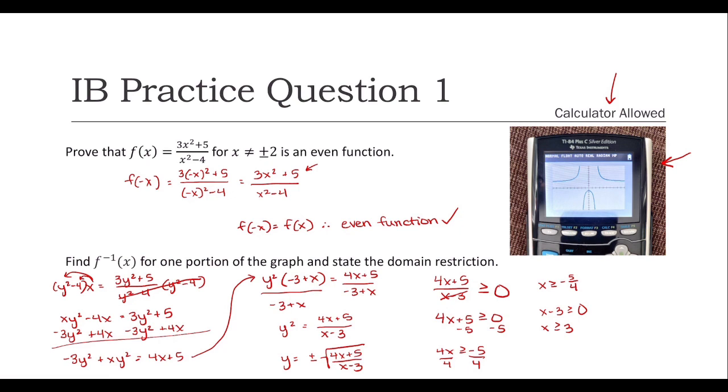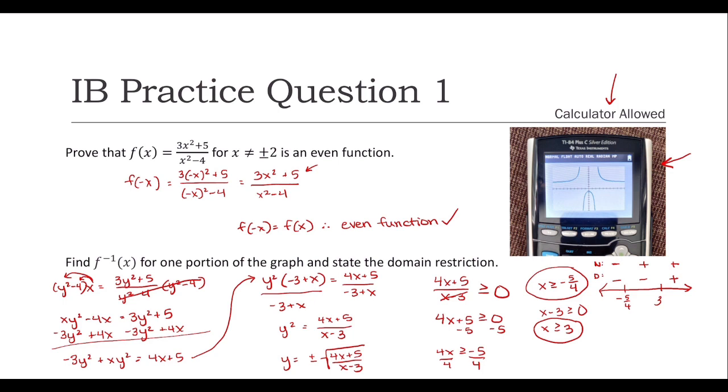So we'll draw a number line with our key points. So we have negative 5/4 and 3. And we're going to have our numerator and our denominator. So our numerator is positive when x is greater than or equal to negative 5/4. So it'll be positive in these two sections and negative over here. And then our denominator is positive if x is greater than or equal to 3. So it'll be positive in this section and negative in these other two.